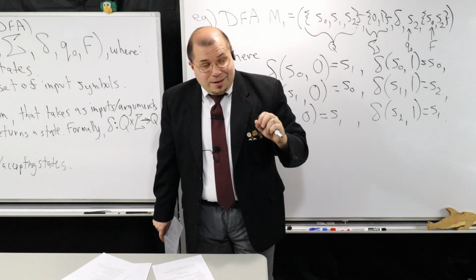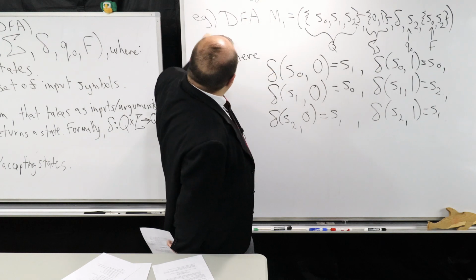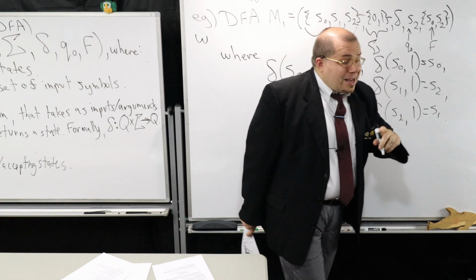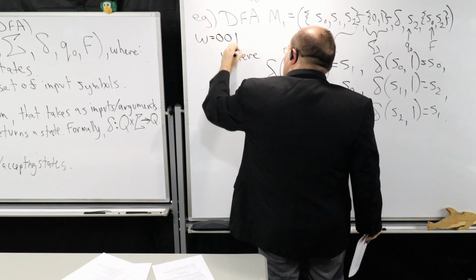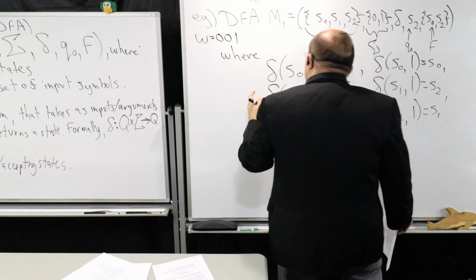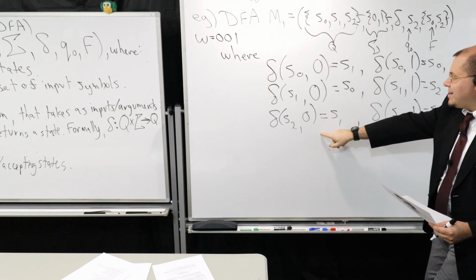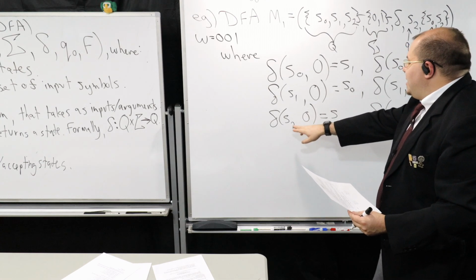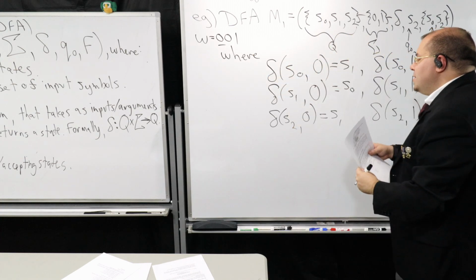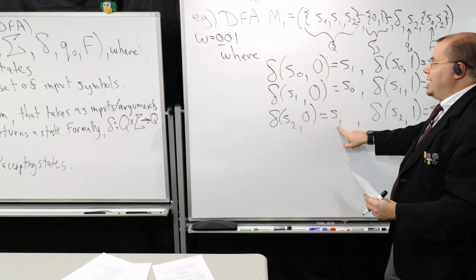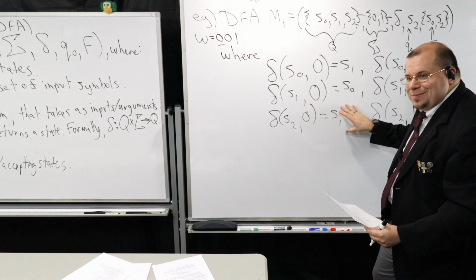So what's going to happen is, imagine I give you a string W, and say it's 0, 0, 1 like this. I would start off in S2. So I would read this first symbol. I would say, okay, I'm in S2 and I read a 0, because I start from the left, so I go to S1. That means I'm currently in S1 after I make the transition.